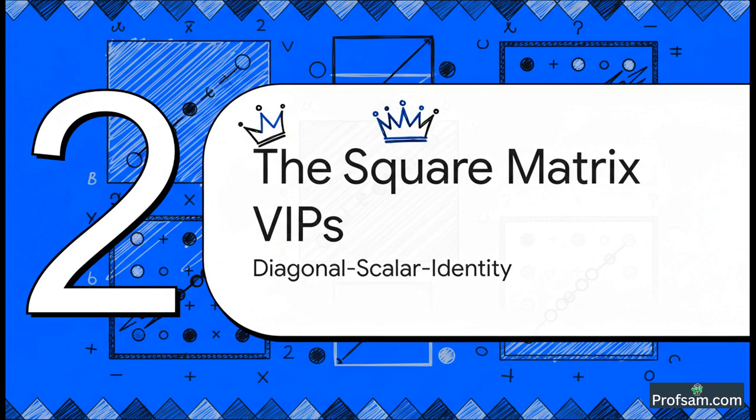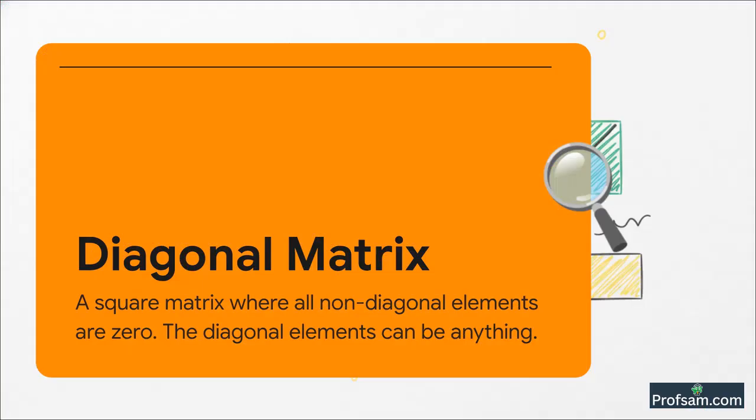Okay, since we now know what a square matrix is, let's enter the VIP lounge. And guess what? Only square matrices are allowed in here. We're going to meet three very exclusive, very important types: the diagonal, the scalar, and the king of them all, the identity matrix.